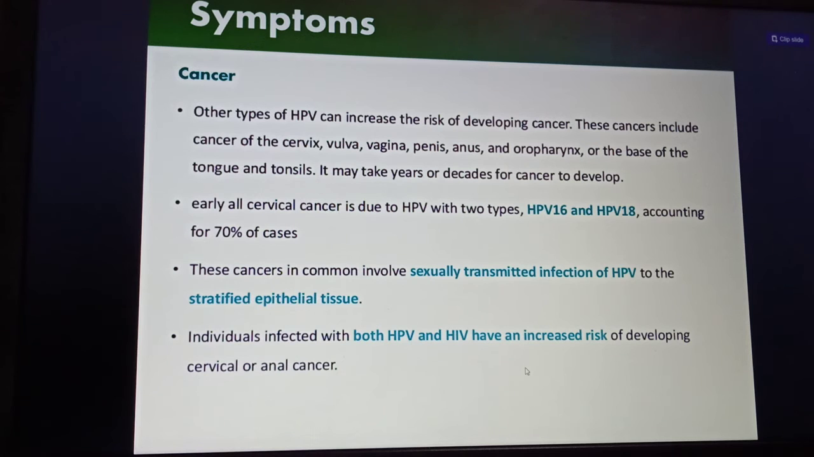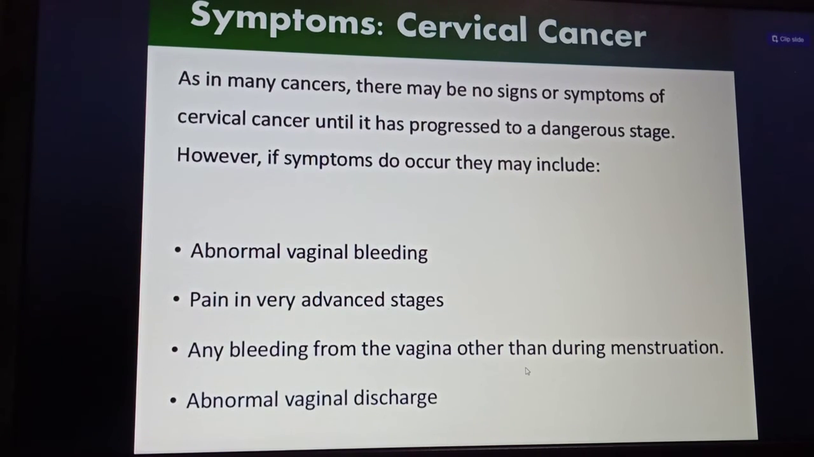So that is the cervical cancer. The main cause of cervical cancer is the human papillomavirus. Overall, you can observe that 70% of the cancers with this kind of human papillomavirus are cervical cancers, because these infections occur through sexual transmission. With cervical cancer, in very advanced stages you can see abnormal vaginal bleeding and pain, bleeding from the vagina other than menstruation, and abnormal vaginal discharge.